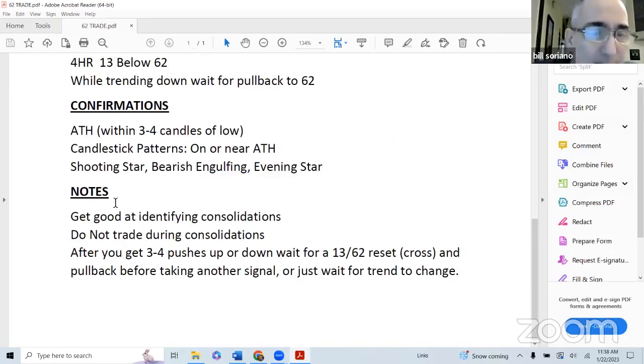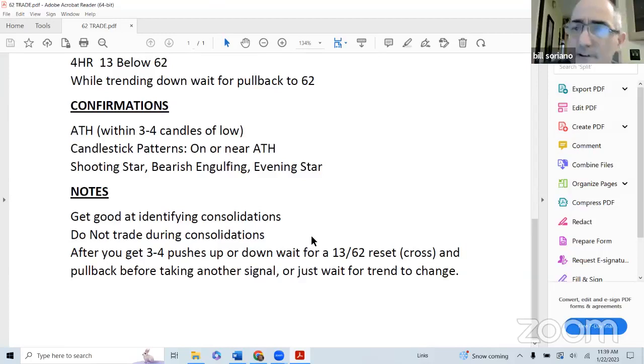Now, notes. These are the nuances that you learn, guys. You need to get good at identifying consolidations, because the ATH really doesn't work very well in consolidations. If you have a good trend and you get a good pullback to the 62, you're usually okay. But you don't want to take trades where there's no really strong trend and pullback, and price is just kind of floating around the moving averages. You want to get good at identifying those areas and not trade during them.